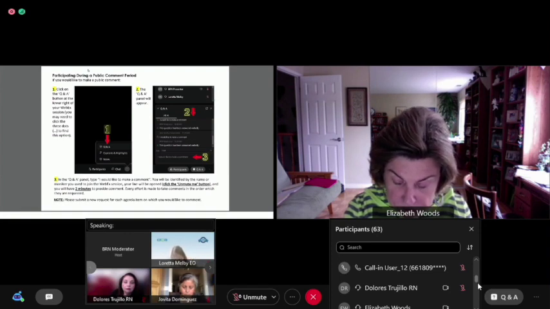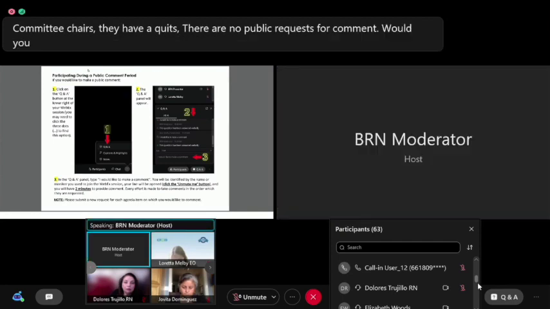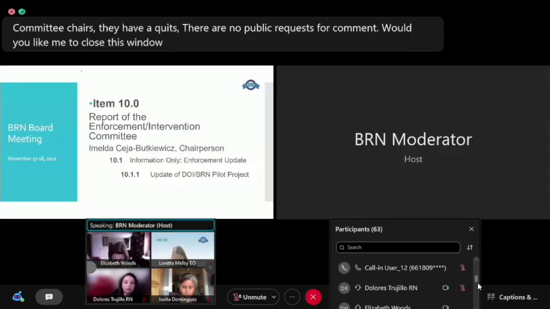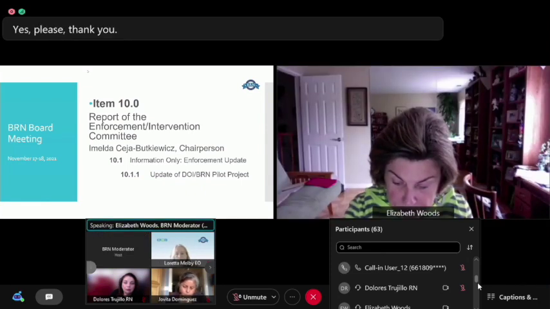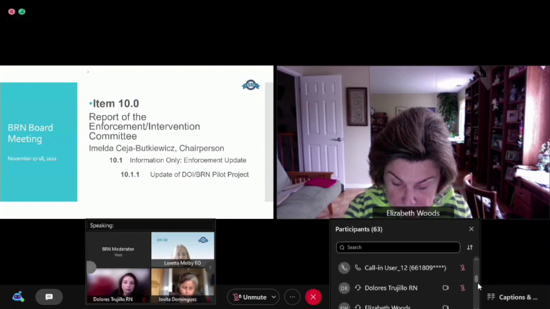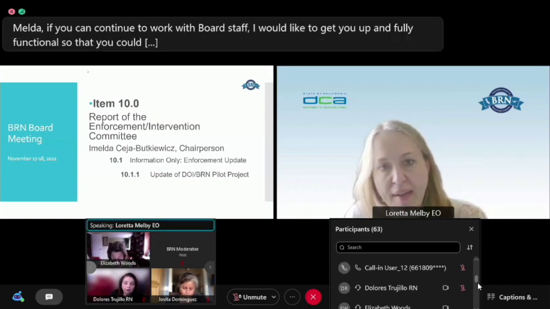Committee Chair Seha Buckowitz, there are no public requests for comment. Would you like me to close this window? Yes, please. Thank you. Imelda, if you can continue to work with board staff, I would like to get you up and fully functional so that you could participate in this next agenda item.